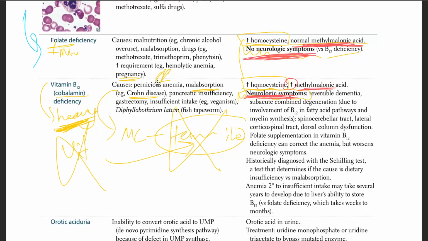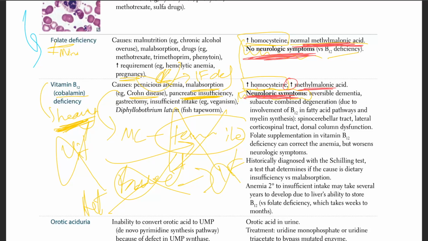Pernicious anemia, think about it. Intrinsic factor deficiency. Where was IF coming from? IF was coming from parietal cells. So you have autoimmune destruction of those parietal cells. You cannot release IF, intrinsic factor. It's called pernicious anemia.